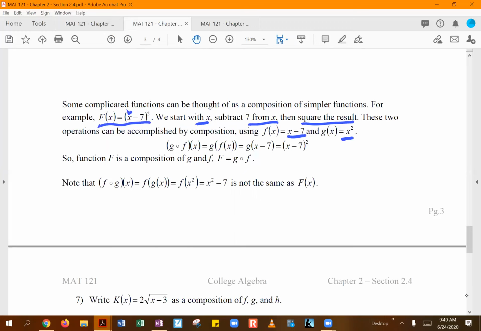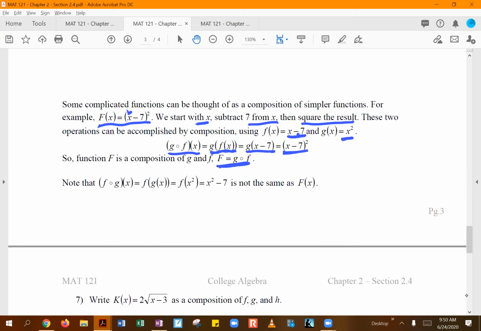And of course, in what order you do your composition will make a difference. So here they are showing you if we did g of f, which means we're putting the x squared function on the outside, the x minus 7 on the inside, we would first start by doing g of f of x, which means take the f function and put it inside of the g function. And then of course use that to evaluate the g function, which would end up giving you x minus 7 quantity squared, which was the same thing as our capital F function.